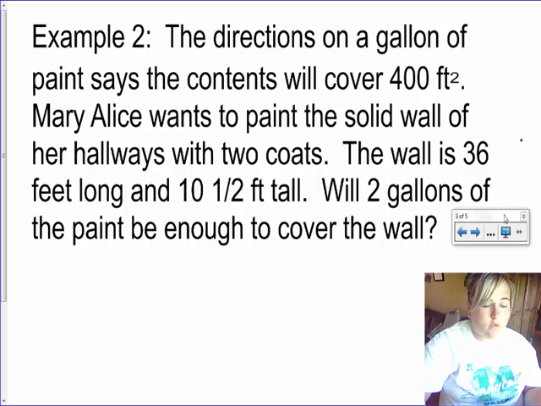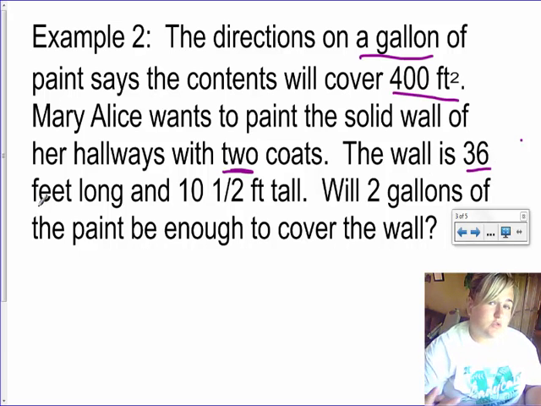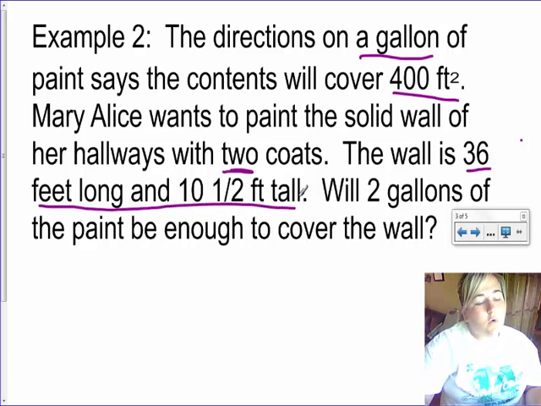The directions on a gallon of paint say the contents will cover 400 square feet. A gallon of paint will cover 400 square feet. Mary Alice wants to paint the solid wall of her hallway with 2 coats of paint. The wall is 36 feet long and 10.5 feet tall. Will 2 gallons of paint be enough to cover the wall? So she's wanting to cover it twice, 2 coats. So we know that 1 gallon would be 400 square feet.